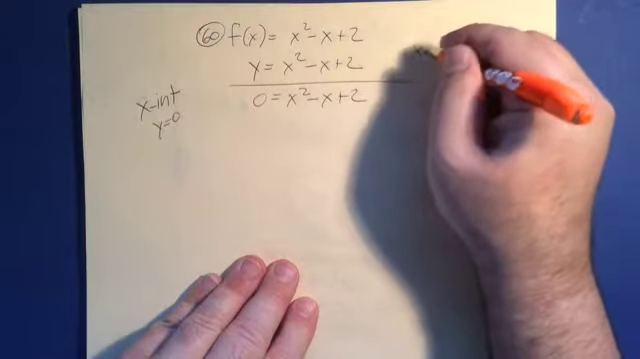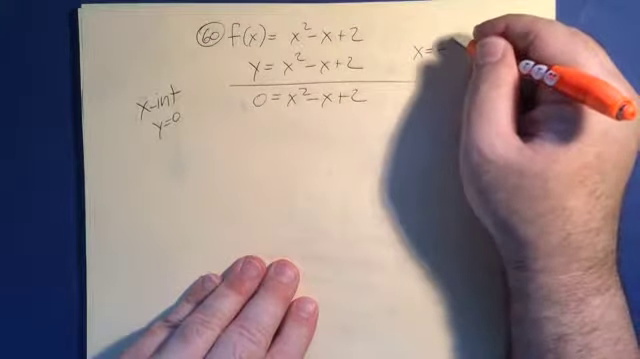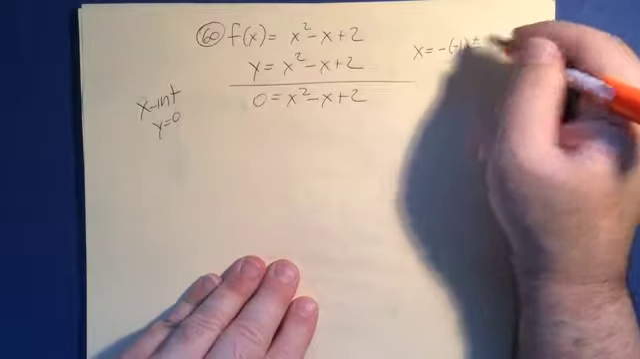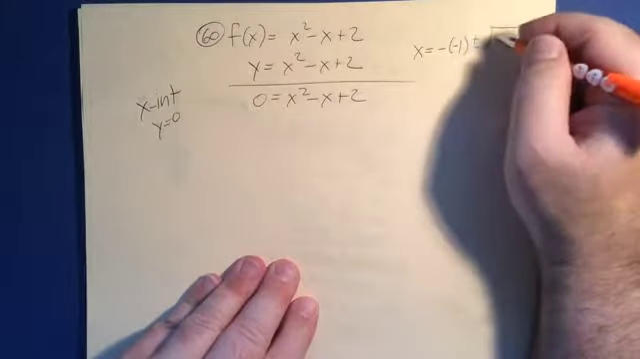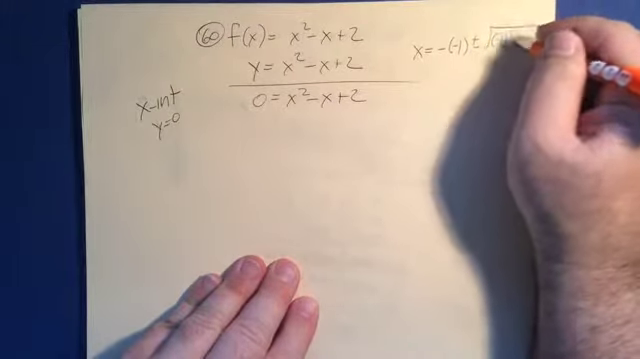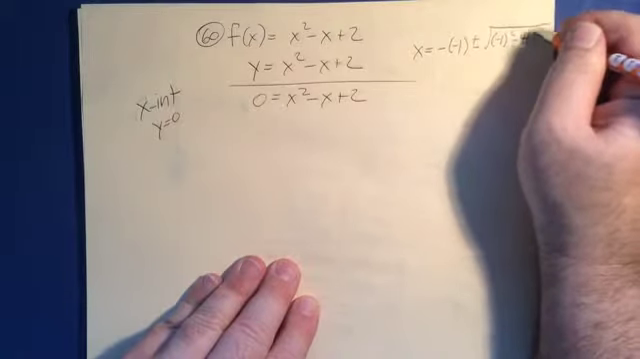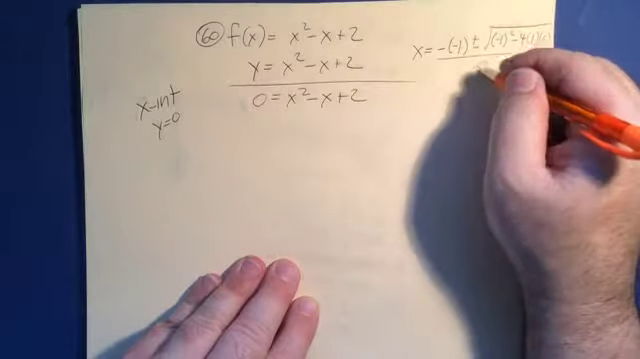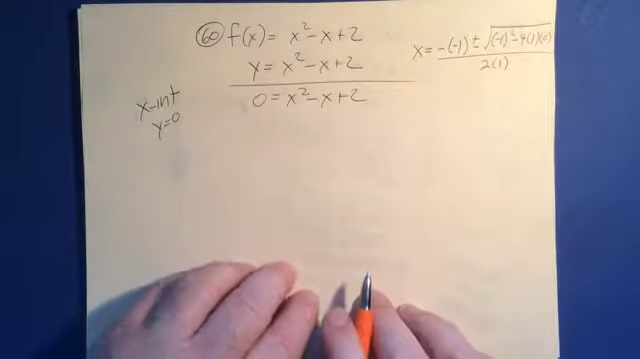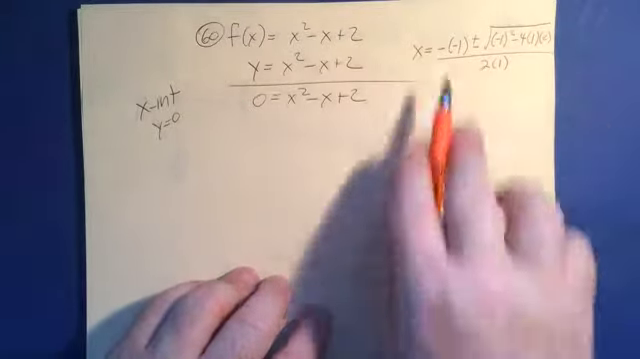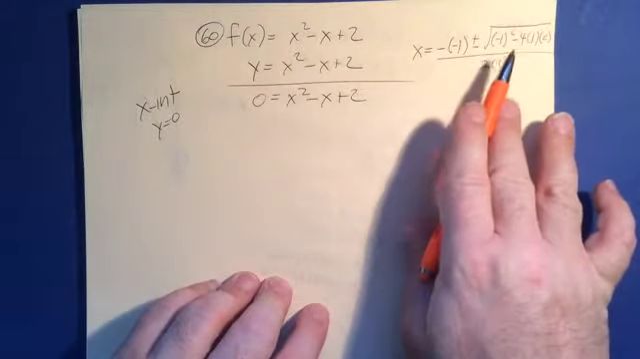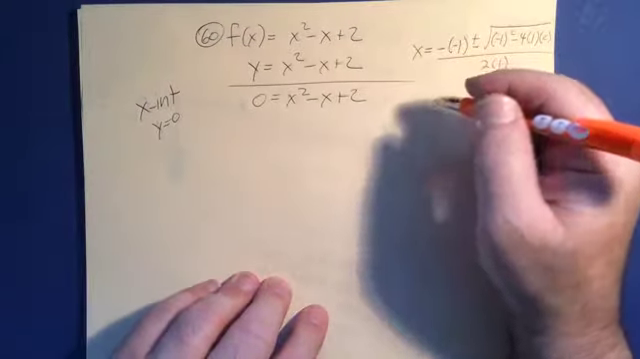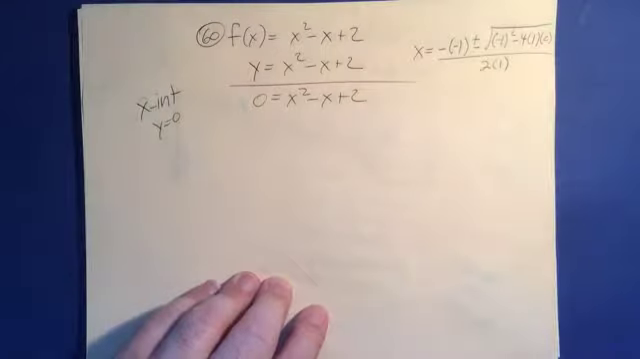So we're going to have x equals negative b, which is going to be negative 1, plus or minus the square root of b squared, which is negative 1 squared, minus 4 times 1 times 2, over 2 times 1. Notice here I'm not going through all the steps of doing this because I did that in the earlier sections. I'm kind of cutting to the chase here because the focus of this is a different skill.